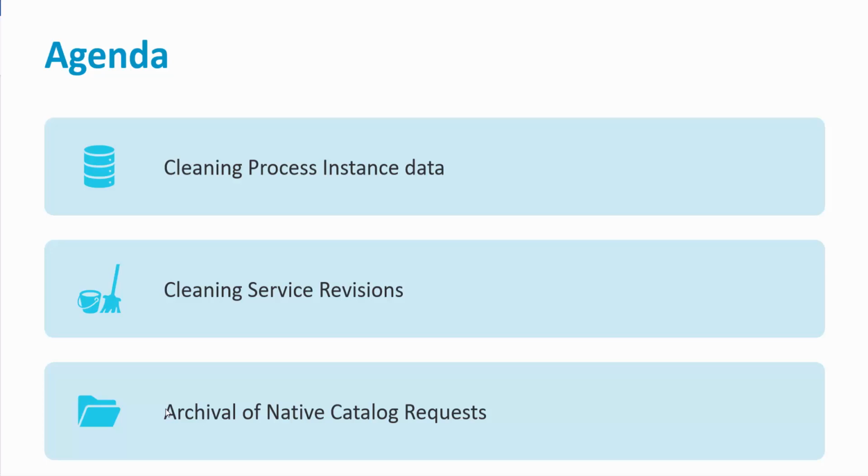Number 3 is archival of native catalog requests. As you raise native catalog requests, you reach a point where these requests are in the millions, and you need to put some effort into deleting some of them, which are either in the closed state and have been closed for almost a year or 2 years. So you define that criteria, and we're going to take a look at that.